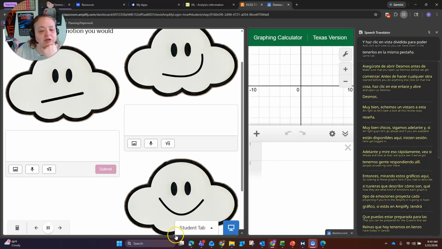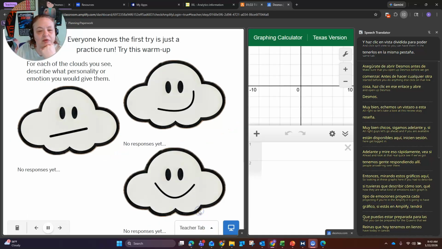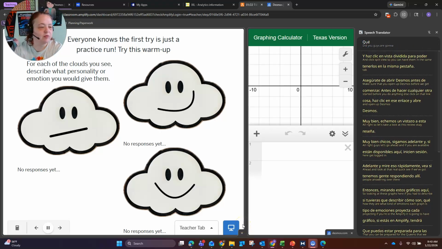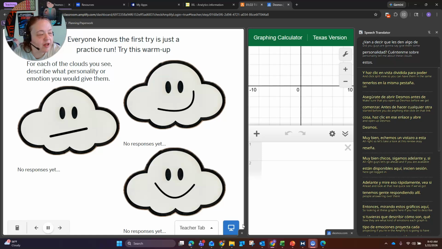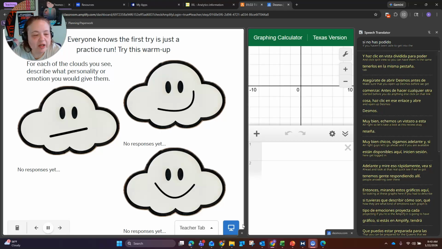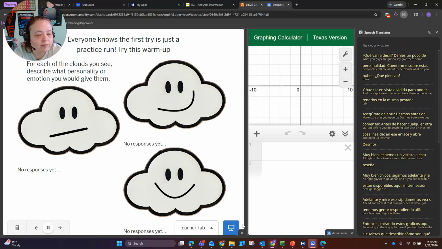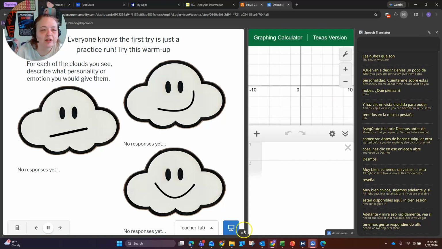Right, and then describe these three clouds to me. What are their emotions? How are they feeling? What kind of personalities do they have? Okay, so let's see what you guys are going to say. Give them some personality. Tell me about these clouds. What do you think? If you haven't been able to get into the Amplify, go ahead and put something in chat. What do you think about the clouds? What personalities do you see? Okay, just make sure you get that done.